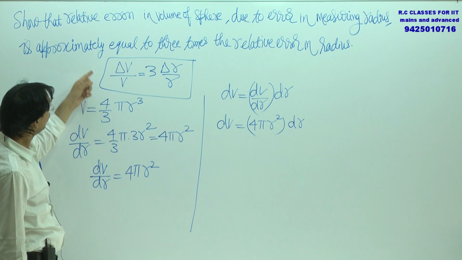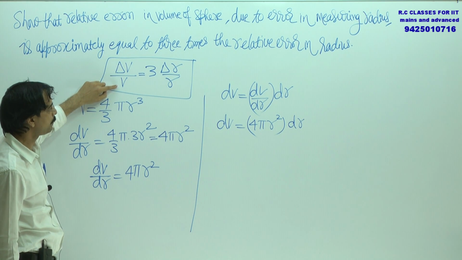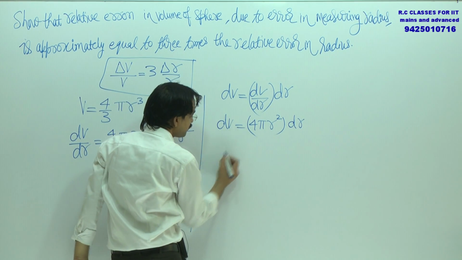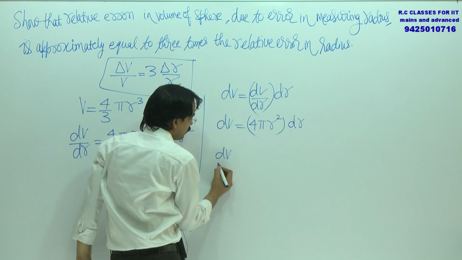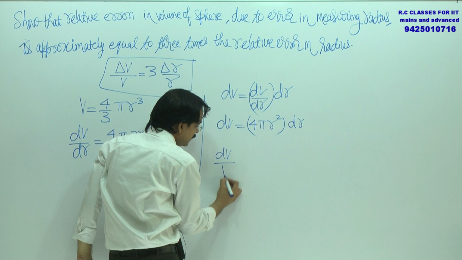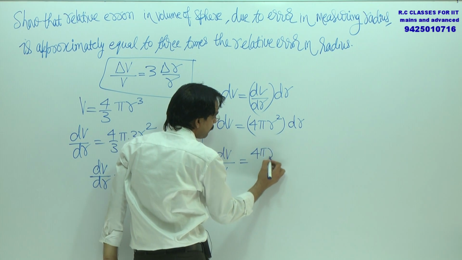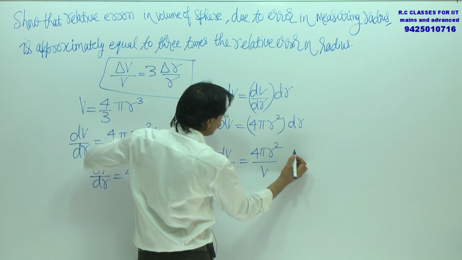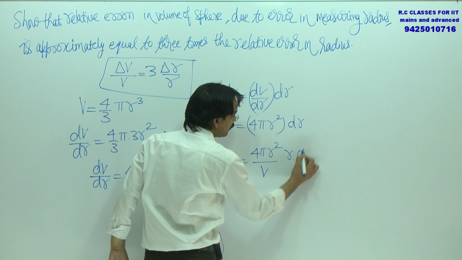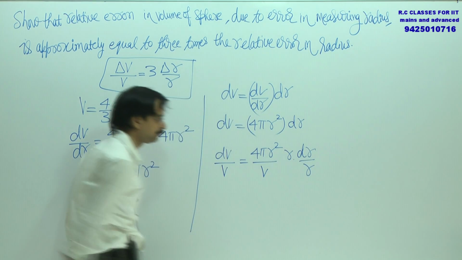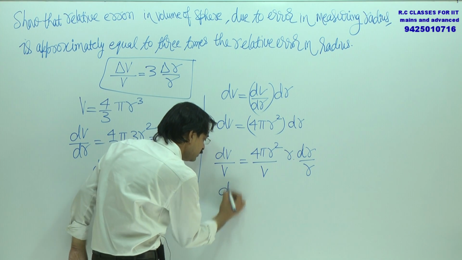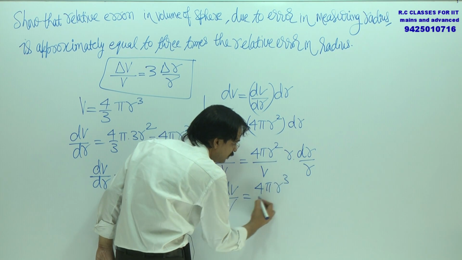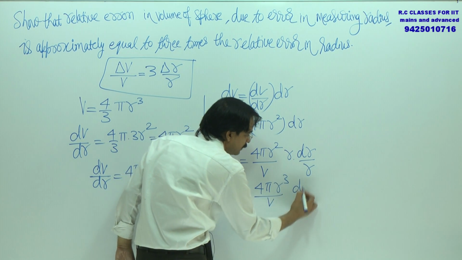Now the relative error in volume. We want delta V upon V in terms of the relative error in radius. So what we have done here is I have written dV by V, I have divided by the volume. And to calculate delta r upon r, we multiply and divide by r. dV upon V equals 4 pi r cube upon V into dr upon r.